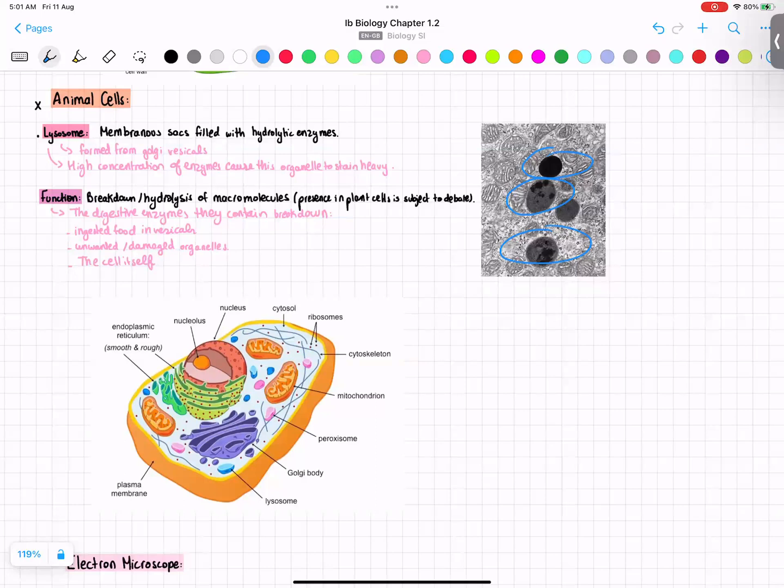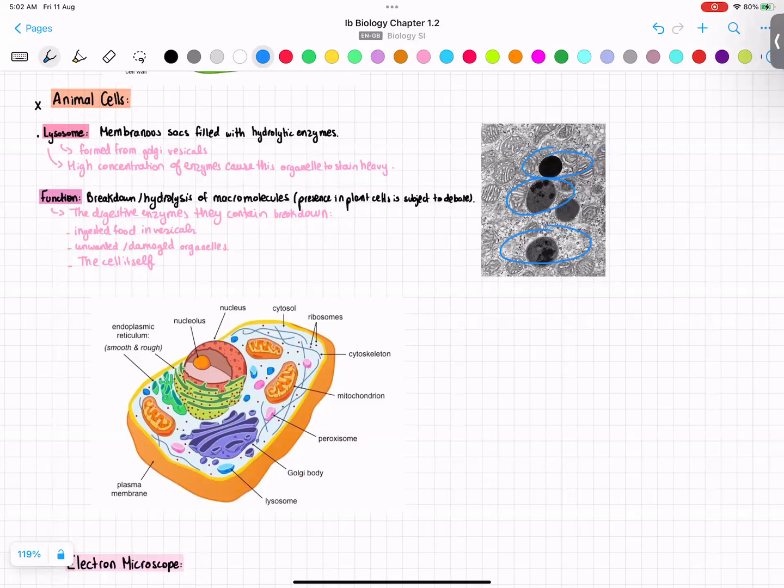The lysosomes break down macromolecules, and there's a debate about whether lysosomes are present in plant cells, but for now I always say that they're only present in animal cells. They contain digestive enzymes, and what these enzymes do is ingest food in vesicles. They get rid of unwanted and damaged cells, and they can actually break down the cell itself. Now, this is a typical animal cell.